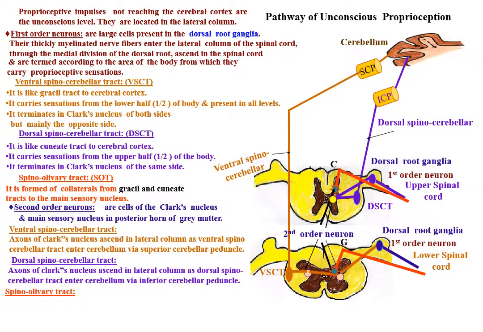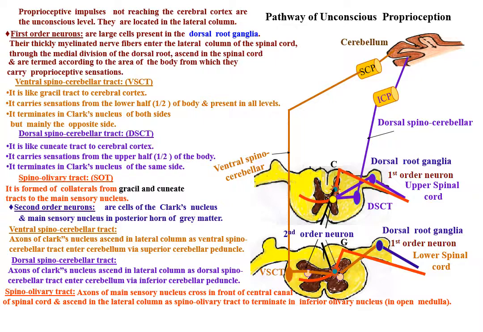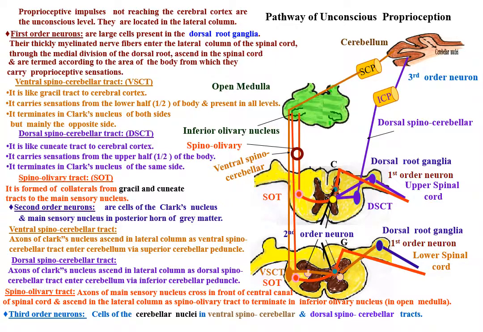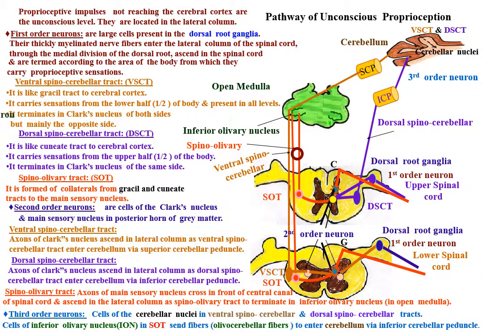For the spino-olivary tract, the main sensory nucleus axons cross in front of the central canal of the spinal cord and ascend in the lateral column as the spino-olivary tract, to terminate in the inferior olivary nucleus in the open medulla, which is the third-order neuron. Third-order neurons are the cells of the cerebellar nuclei in the ventral and dorsal spinocerebellar tracts, and the cells of the inferior olivary nucleus in the spino-olivary tract, which sends olivocerebellar fibers to enter the cerebellum via the inferior cerebellar peduncle.